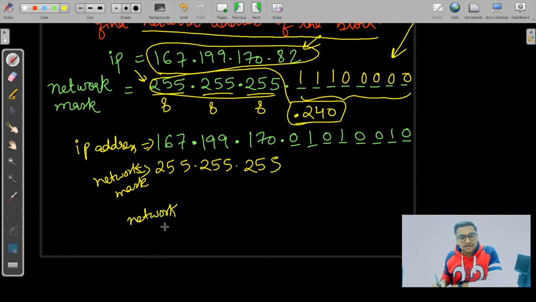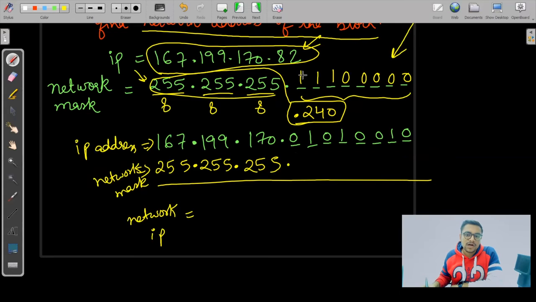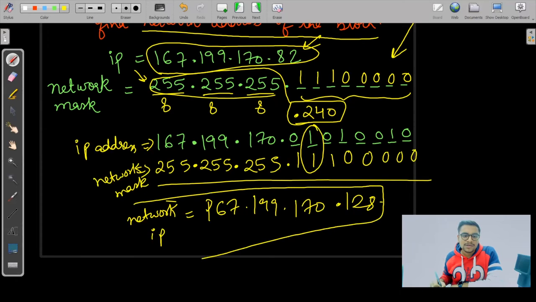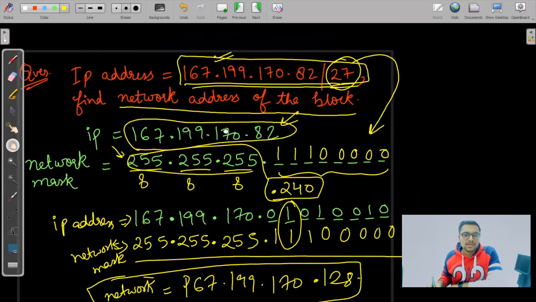Now the network IP will be calculated as the AND operation. For the AND operation, as we already know, this is 240 and this is 82, so I'm going to expand both of them. 82 is this number and 240 is the number above. When I apply the AND, it's going to be 167.199.170 dot, and then 0, 0, 0, 0. Everything else is 0 except for this number, which will be 128, 2 to the power 7. So that will be the network IP for this block. So yeah, that was it.